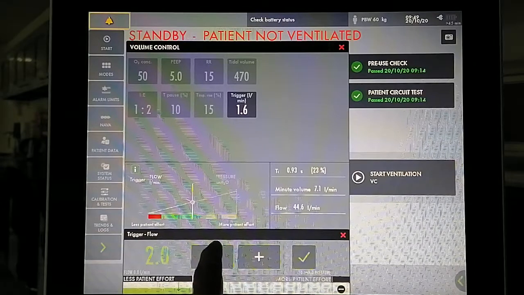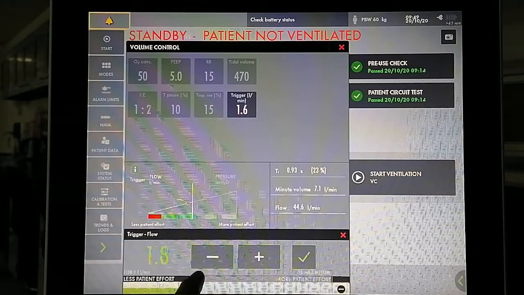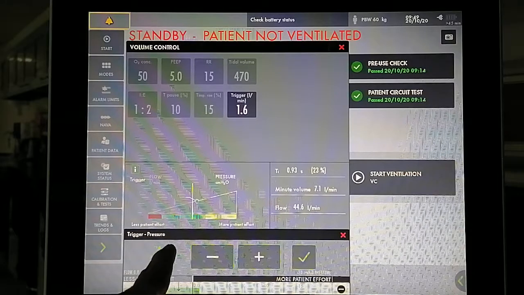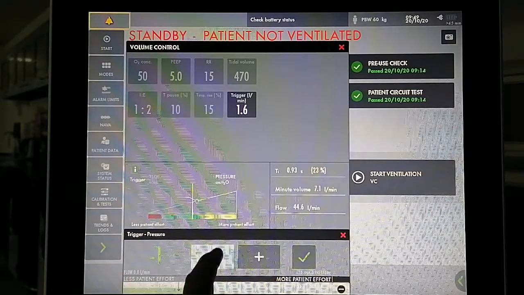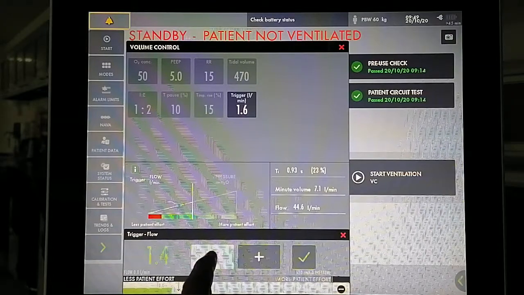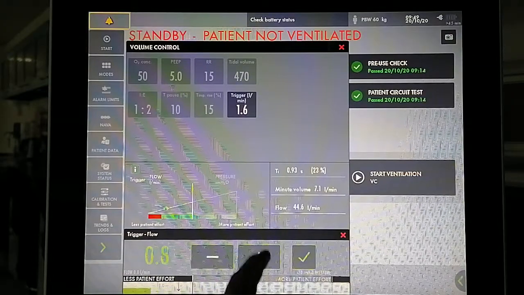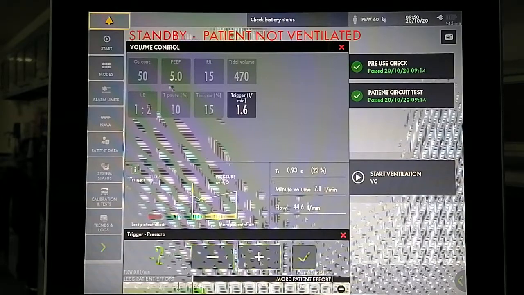As you can see, the number indicator changes from liters per minute to centimeter H2O, and even the graph shows that you are changing from flow to pressure. Usually you can set the ventilator to -1 or -2. It has become a common standard setting for the flow of 1 to 2 liters per minute. And then for pressure we have 1, -1, and -2.